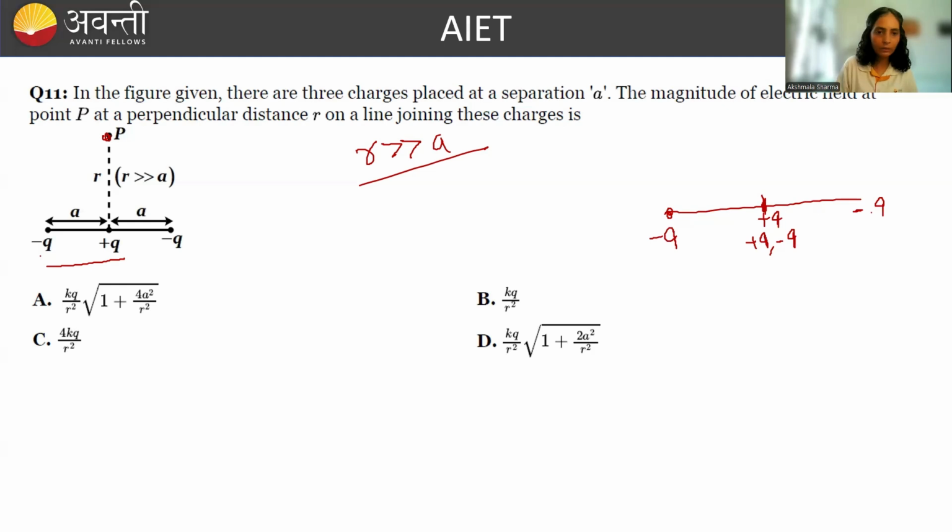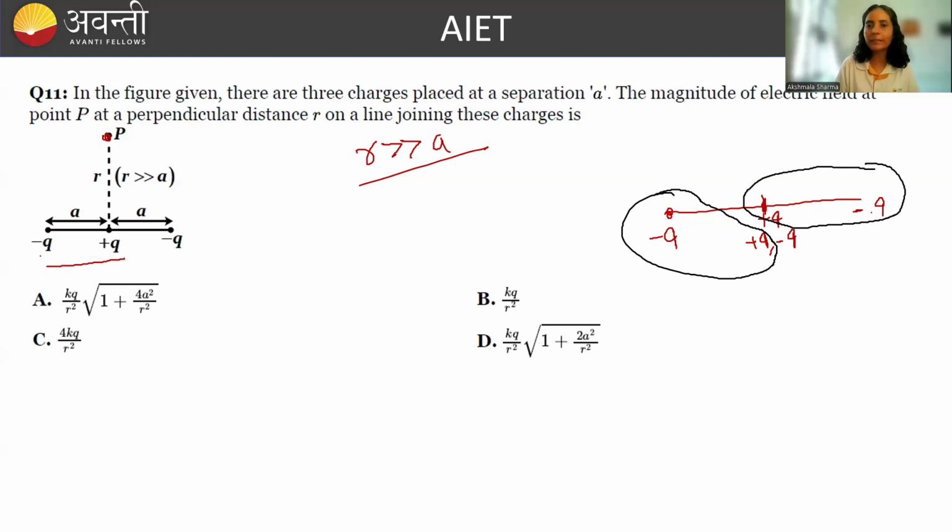Why I'm doing this? Because if I do something like this, this minus Q and this plus Q will become one dipole. This plus Q and this minus Q will become one dipole, and then this minus Q will remain there alone. Okay. So now let's replace it like this. So now the system of charge will look like, here there is a minus Q charge, and then there is a dipole here, minus Q plus Q in this direction, and then there is a dipole here in this direction. Okay. And we have to calculate electric field at point P such that R is far greater than A.